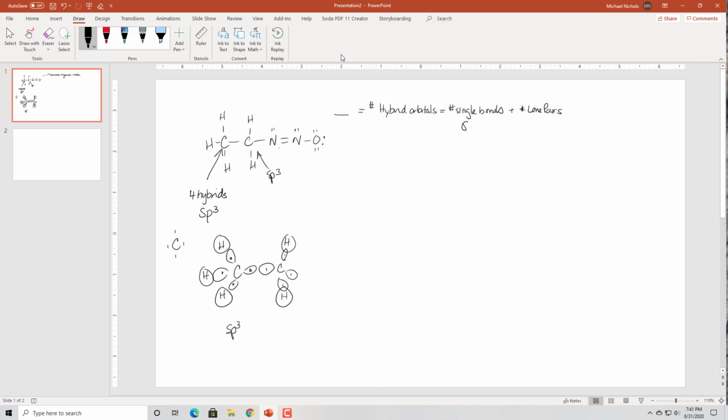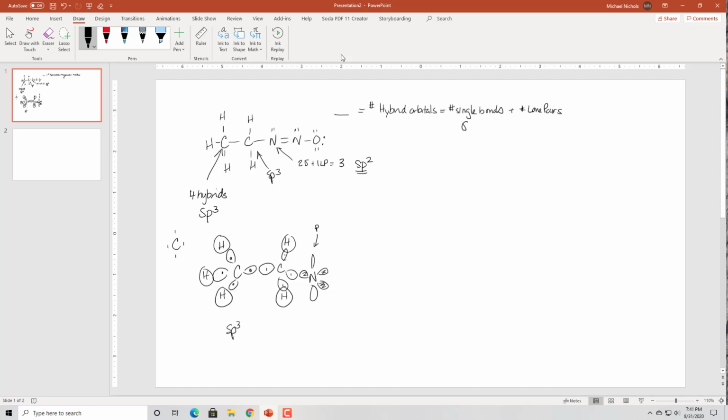Looking at this nitrogen, the next question is, what is that nitrogen's hybridization? It has 2 single bonds, 2 sigma bonds, and 1 lone pair, which means it has 3 hybrid orbitals. How do we get 3 hybrid orbitals? An sp2. So that nitrogen is sp2 hybridized. I would write that nitrogen having 1, 2, 3. These are my 3 sp2 hybrid orbitals, and I like to shade them. And then it's got 1 unhybridized p orbital.